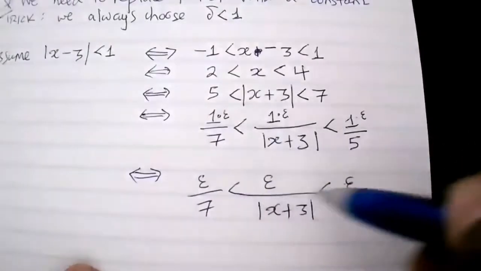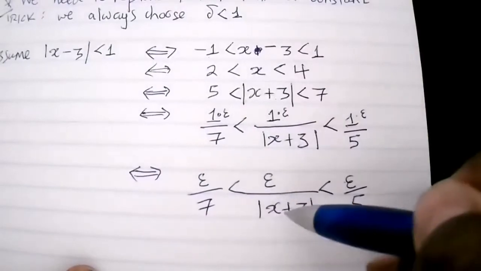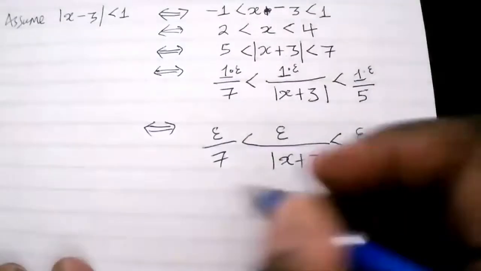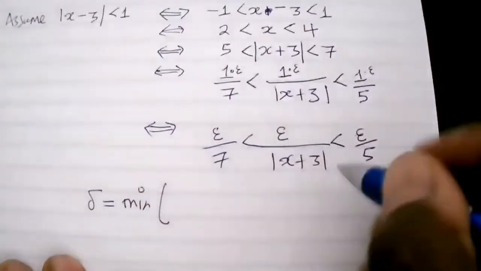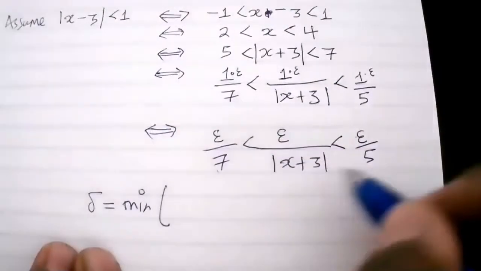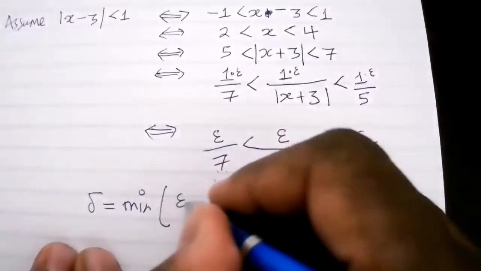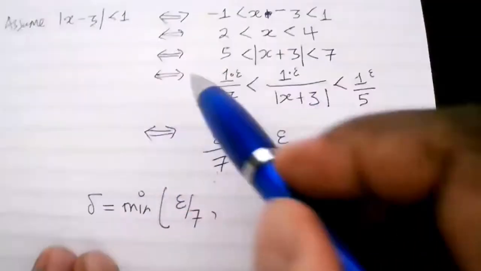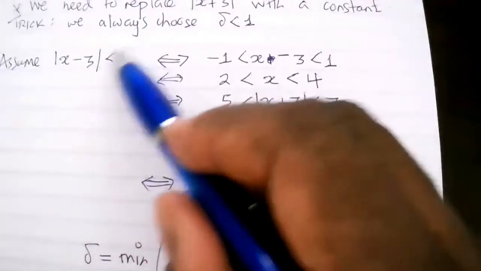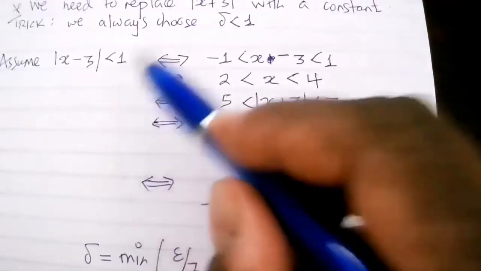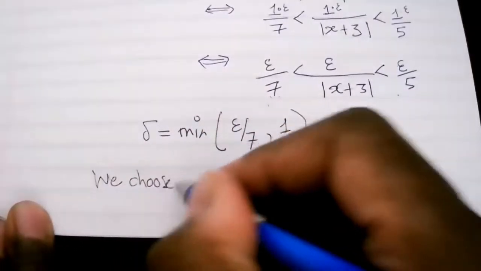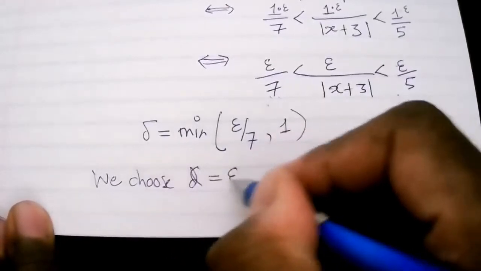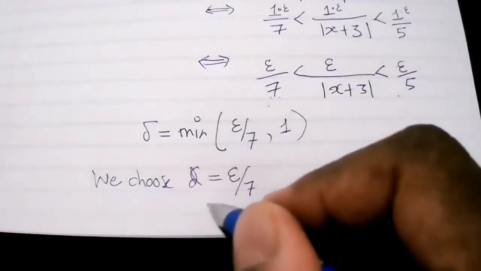So all these values are deltas. We like to work with the smallest delta, of course. So now we need to choose our delta so that it is the smallest between these two values. We pick one. The smallest here is epsilon over 7. But remember our assumption, we made x minus 3, we said our delta will be less than 1. So we must not forget our 1. So obviously, we now choose our delta to be the minimum of epsilon over 7 and 1.